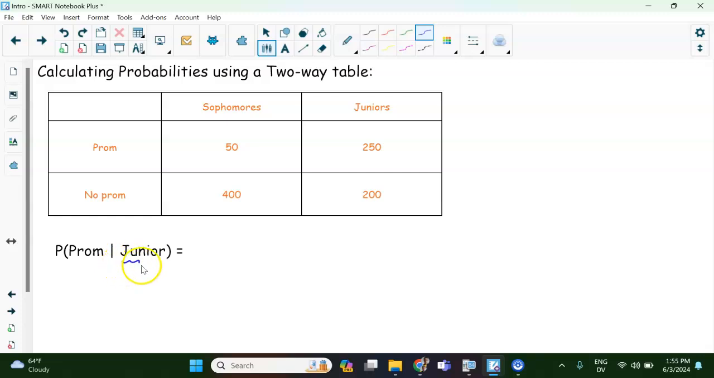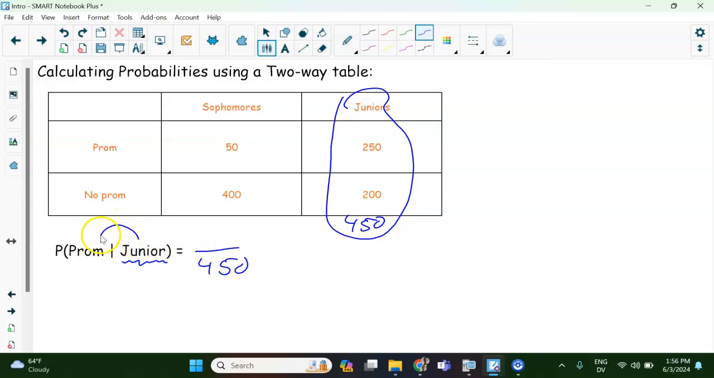Okay, so when it says given that they're a junior, that means we only care about juniors. I'm going to highlight them right there, and that's our denominator. That's 450, because given that they're a junior means you look only at the juniors. Then out of those juniors, how many went to prom? Out of these 450, 250 went to prom.